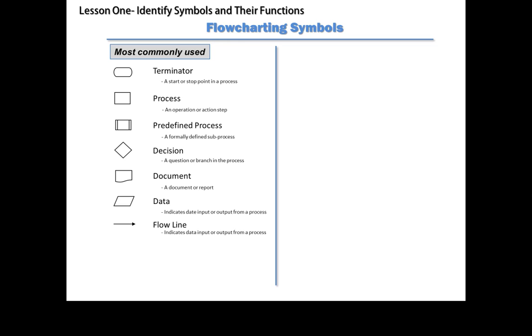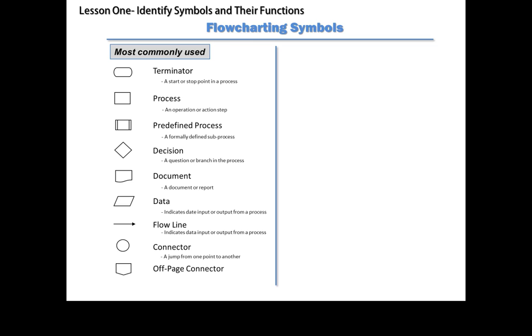A connector is a round circle. It shows a connection between two different flows. And when you get into more complex flowcharts, you may use this, and sometimes you'll see them in data flowcharts as well. And it's a jumping point from one process to another.